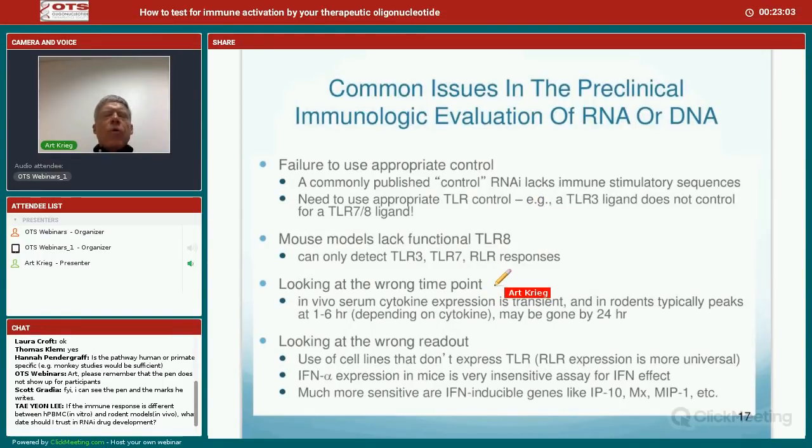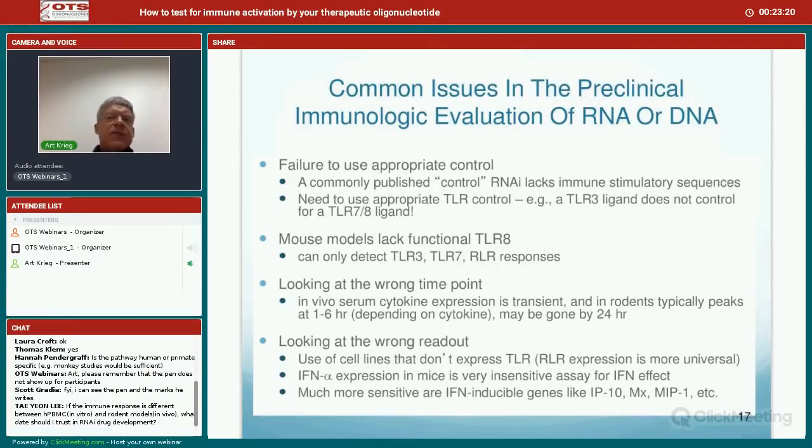Looking at the wrong time point. So I've often seen in the literature papers with RNAi formulated in LNPs in rodents where people just look at a 24-hour time point and they don't see interferon induction and they conclude it's not activating immunity.